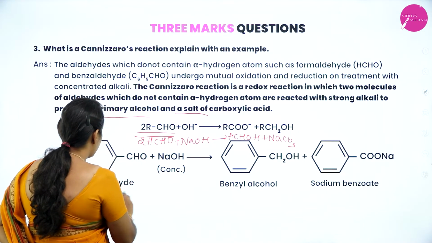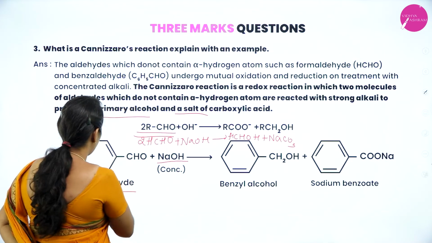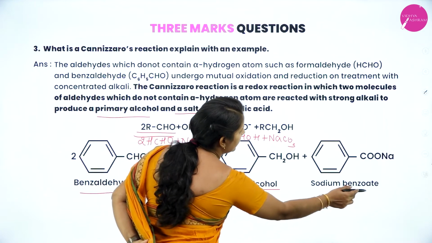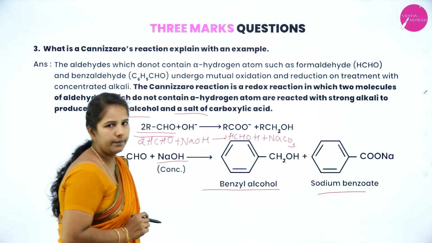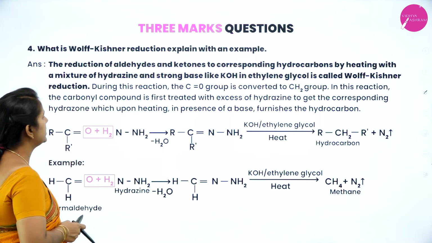Next, you can take benzaldehyde. When we treat it with the base, what will happen? I have taken 2 molecules of benzaldehyde. It forms benzyl alcohol and sodium benzoate. What is Wolff-Kishner reduction? Give an example.